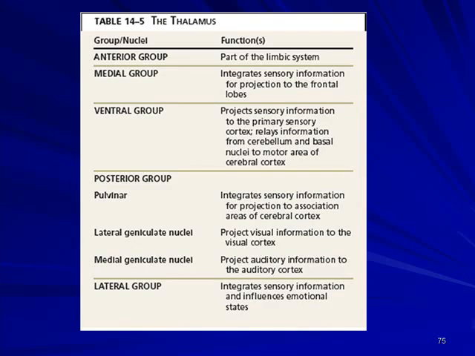Anterior group, medial group: integrates sensory information, projects visual information, projects auditory information, integrates sensory information. Bottom line, all of that is sensory information that we see involved in the thalamus. All of the groups that are there are involved in integration of sensory information. That's what I would appreciate from that. I wouldn't go through and try to learn each one of those groups and see specifically what it does, but I would appreciate that they are involved in sensory information. Okay.